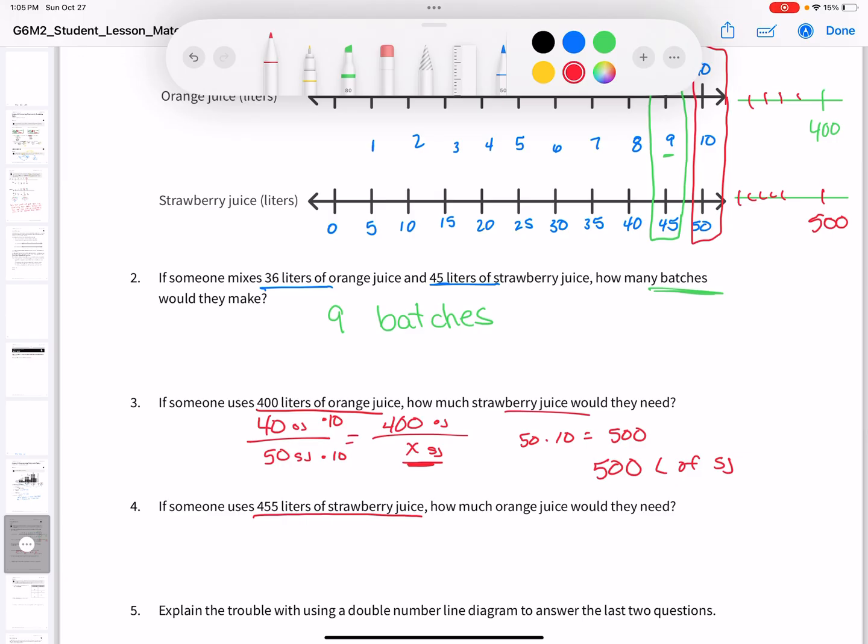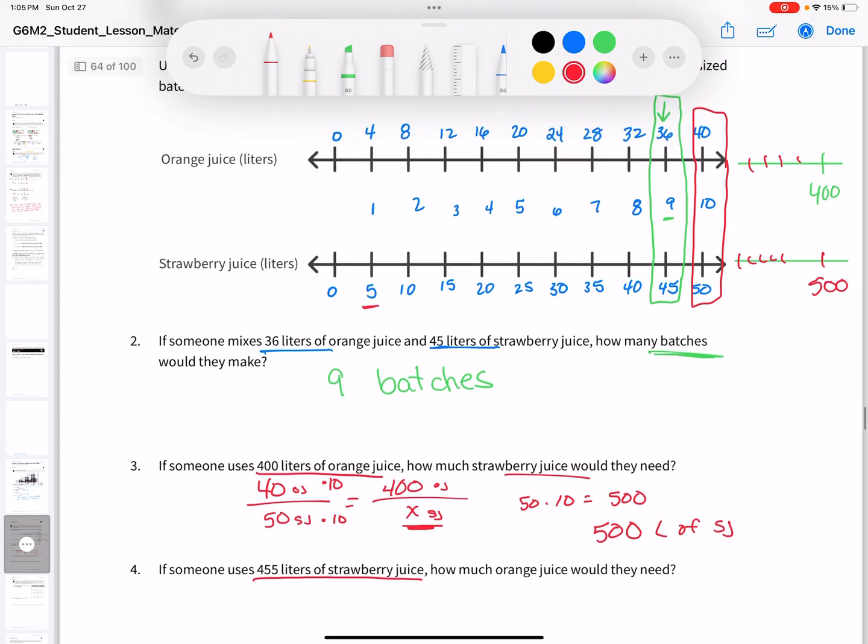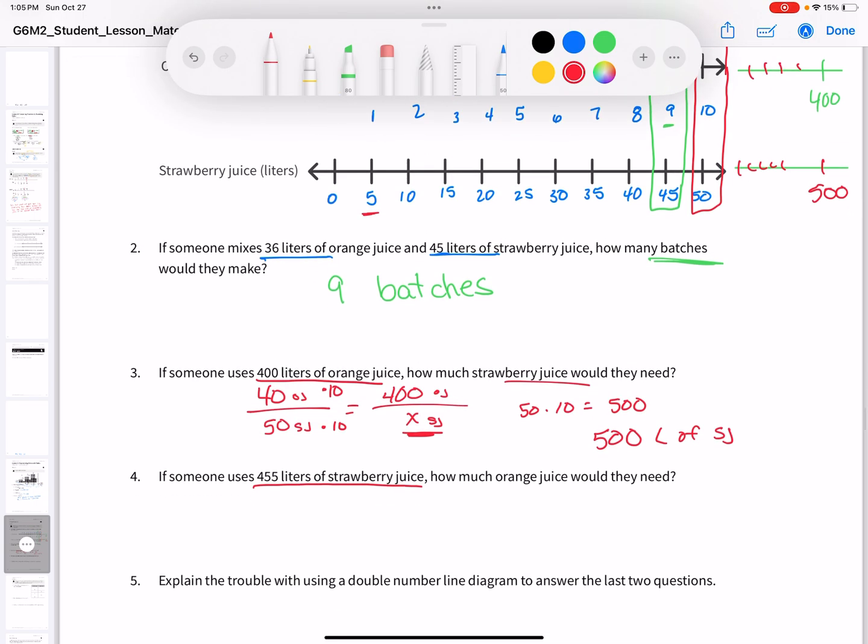So I know my original ratio is 4 to 5. So I know that 5 times something has to equal 455. Well, I know 5 times 9 gets me 45, and 5 times 1 gets me 5. So 5 times 91 should get me 455. Wow. Yikes. I would have to do 91. Oof, that'd be too much.